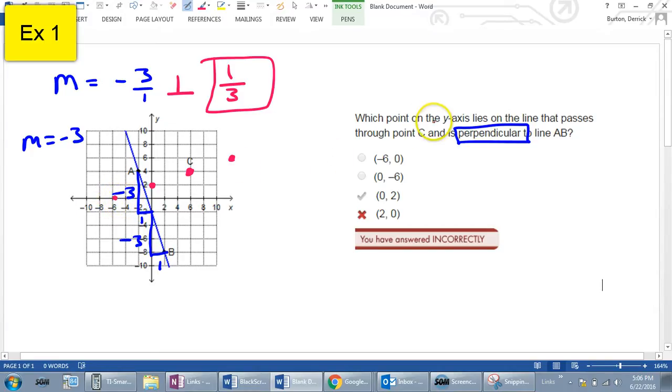Okay? Anyway, so what are they asking us? What is the point on the y-axis? So you can see where it hit. It's right here. Okay, so it touches the y-axis at the point 0, 2. Okay? Did that make sense?